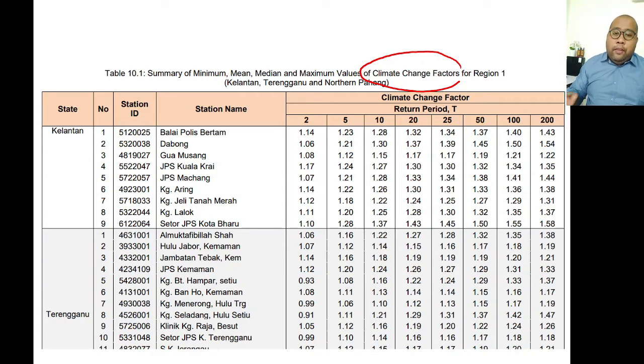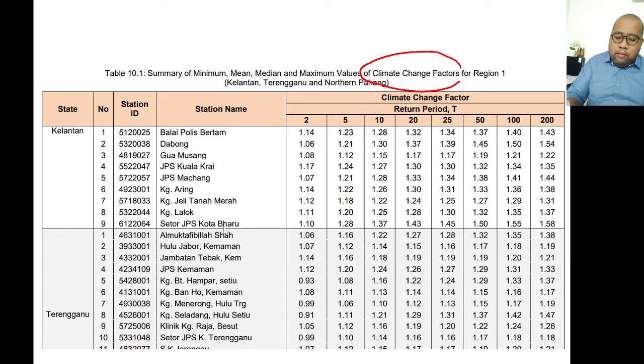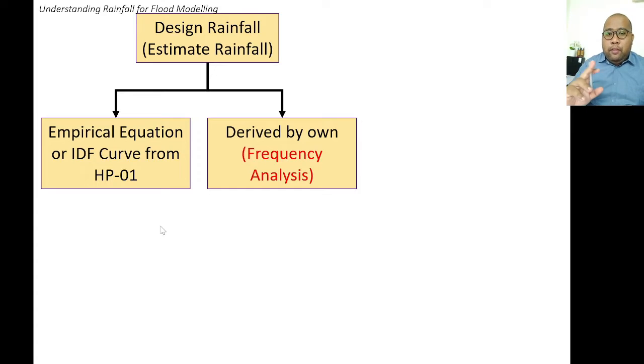That means if you get the intensity from the calculation, from the empirical equation or the IDF curve, you just multiply it with the climate change factor. For example, if the intensity you obtain is 100 millimeter per hour, and you are using the 100 years ARI, you take the 100 years ARI factor and multiply by 1.4. So you will get the new rainfall intensity that considers the climate change factor. So that's the first way.